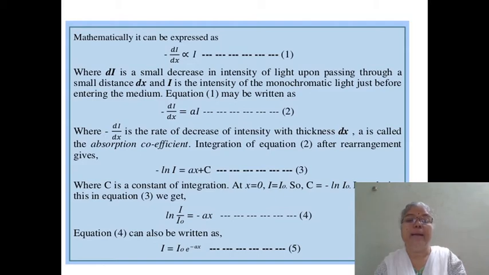we rewrite this equation again as ln I divided by I0 equal to minus a into x, and this equation we may write in exponential form. Here, equation 4 we can also write as I equal to I0 into e raised to minus alpha into x, and these are the mathematical expressions of Lambert's law.